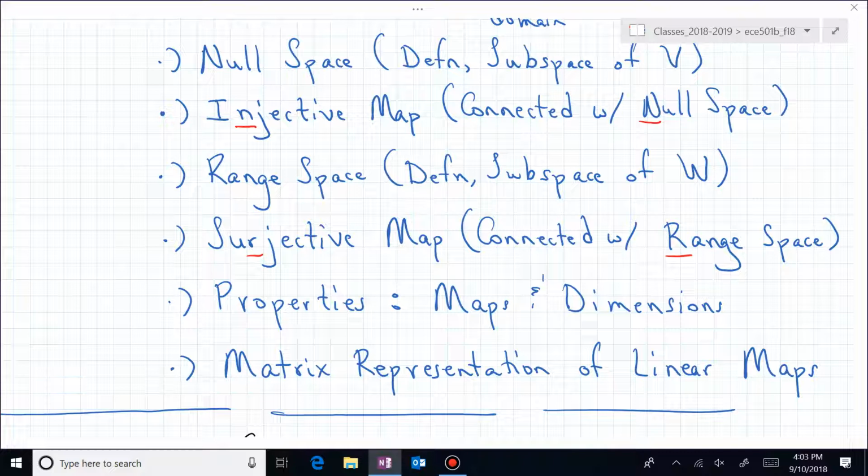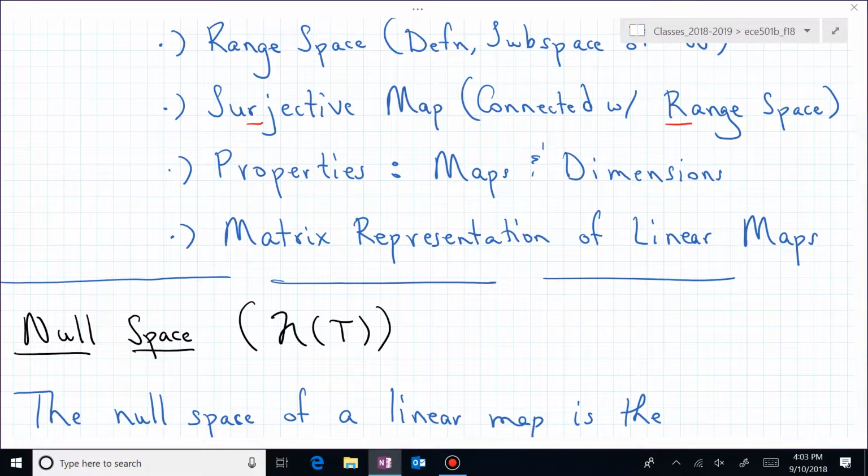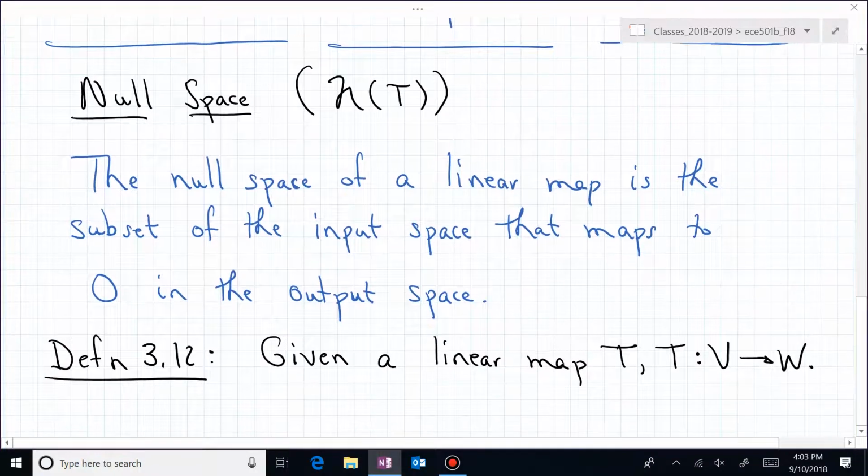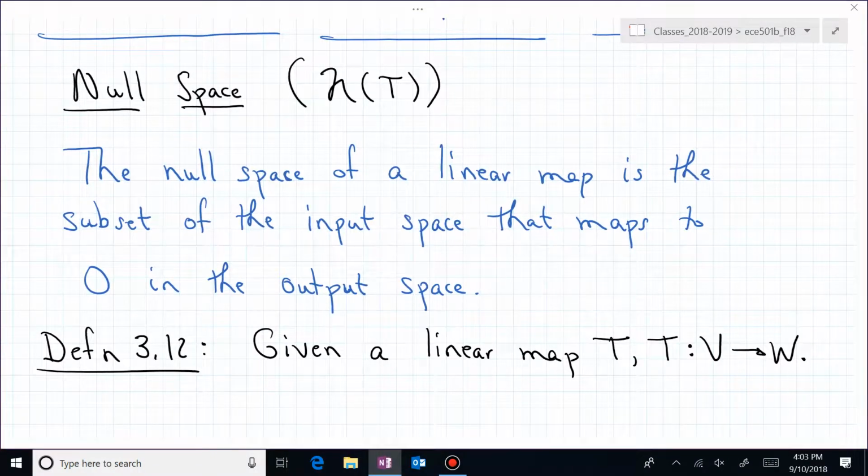We don't always have to have a matrix representation, or if we do, what does that look like for these linear maps? So let's now start by looking at the null space. And the null space of a linear map is the subset of the input space that maps to the 0 vector in the output space.